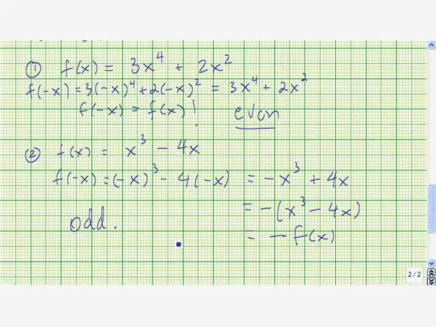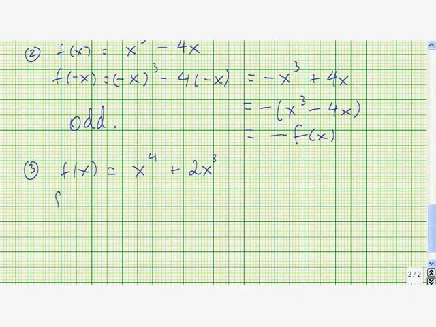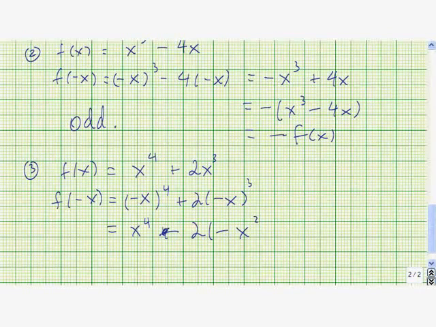Okay, let's do one more example. Replacing x with negative x, we get negative x to the fourth plus 2 times negative x cubed. Negative x raised to the fourth power becomes positive x to the fourth power. Negative x raised to the third power becomes negative x to the third power. So we get x to the fourth, because this is a plus, I just scribbled it down, minus 2x cubed.